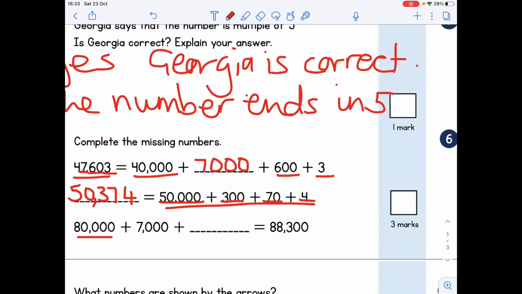We've got the 80, so we've got 8 10,000s, so the 80,000's already there. Then we've got 7,000, but here we've got 8,000, so we need 1,000 more plus the 300. So we need 1,300.